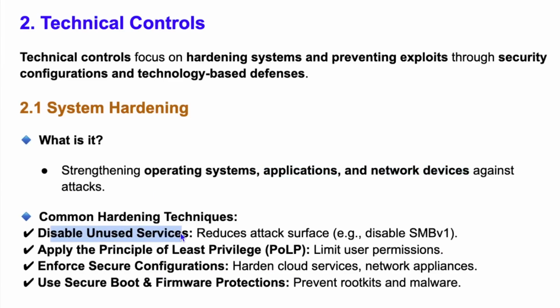Disabling unused services is one of the most common ones, so it reduces the attack surface. So you would disable SMBv1, or you would disable SSH, Secure Shell, because you don't use it ever. It has nothing to do with any of your business operations and nobody needs to log in through SSH. So just disable SSH. It's one of the most basic versions of hardening a system, disabling any of the services that are never used.